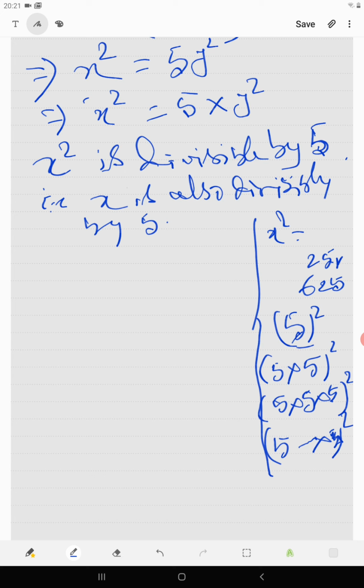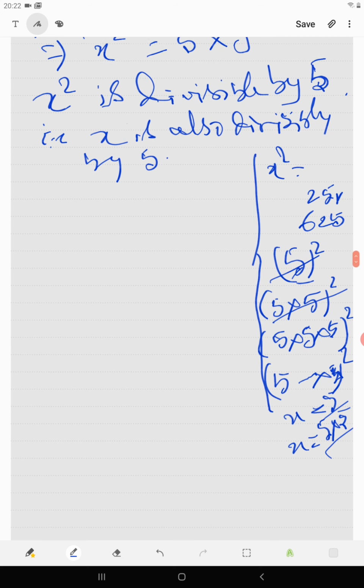So x is an integer and x square is divisible by 5. Of course it can be represented in the form of 5 square, 5 into 5 square, or 5 into 5 into 5 square. So n number of 5s you multiply and there is a square form. In these examples, in this case x will be equal to 5, and in this case x will be equal to 5 into 5. So you can see this: if x square is divisible by 5, then x is also divisible by 5.